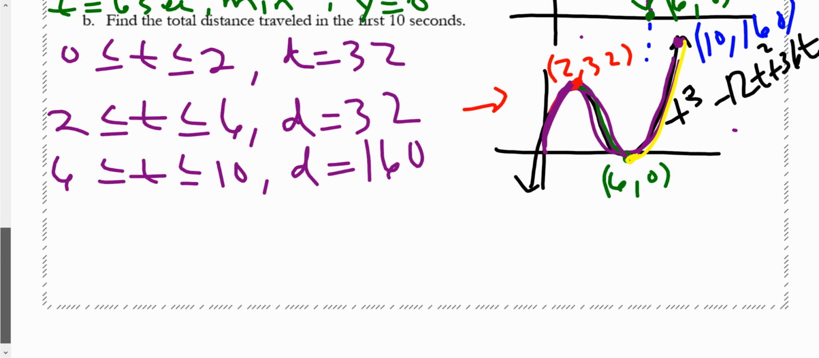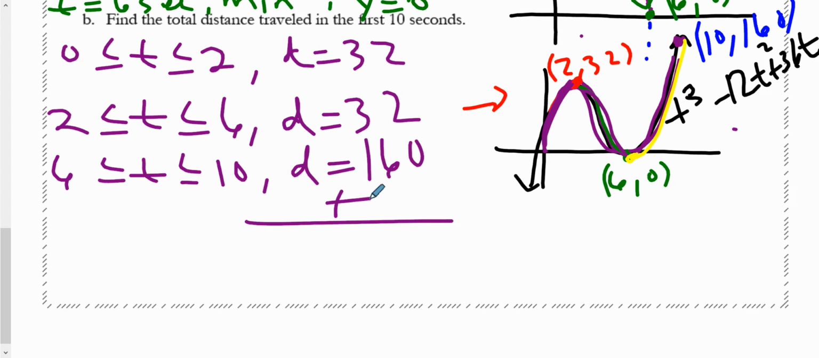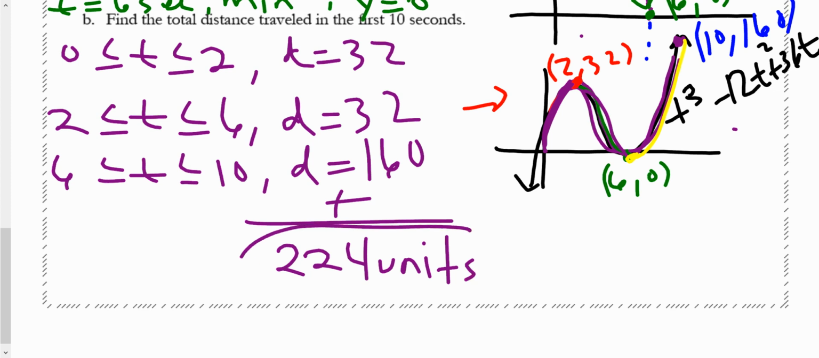So then what I need to do is just basically add these numbers together. And when you do that, you get a total distance of 224 units. Just going 32 and 32, 64, plus 160 is 224. So that's how much distance this object is covering as it goes up and down and then back up. But that's just between 0 and 10 seconds. It looks like that's going to keep on going, but we're just measuring it between those two values.